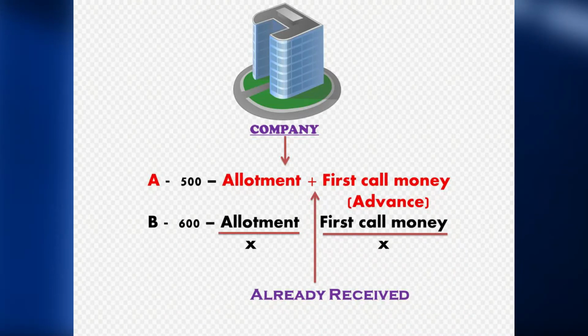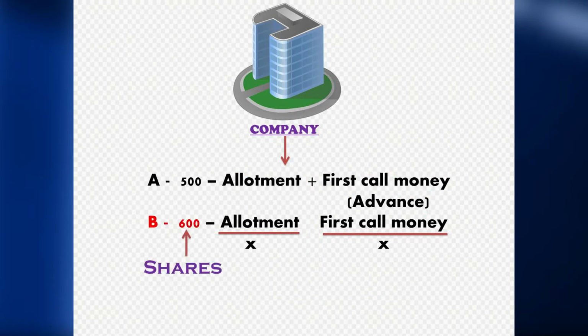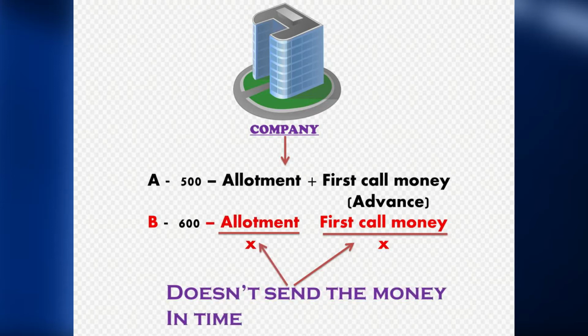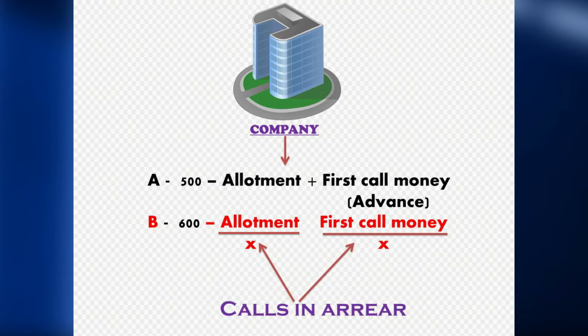And another shareholder, B, he was holding 600 shares. He didn't send the money at the time of allotment and he did the same thing at the time of first call. Means he didn't send any money. If this situation comes up, means the shareholder doesn't send the allotment or any call money in time, that is called calls in arrear.